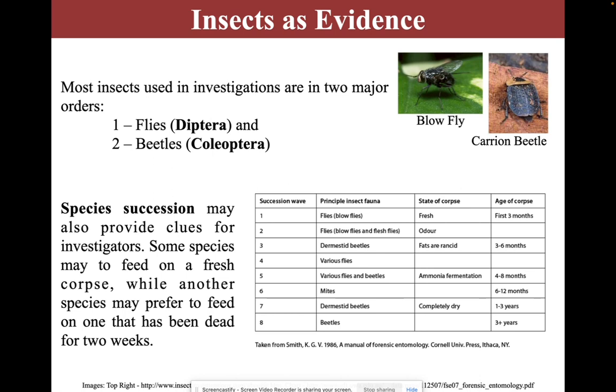The fourth succession wave, you get various flies. Fifth succession wave, various flies and beetles because of ammonia fermentation. So that's 4 to 8 months. The sixth succession wave would be mites. They'll show up between 6 and 12 months. And then you get the beetles whenever the corpse is completely dry. That's when all the soft tissue has decomposed and you're left with just the skeletal remains, 1 to 3 years or plus 3 years. So what type of insect is on the corpse will give some idea of the age of the corpse.